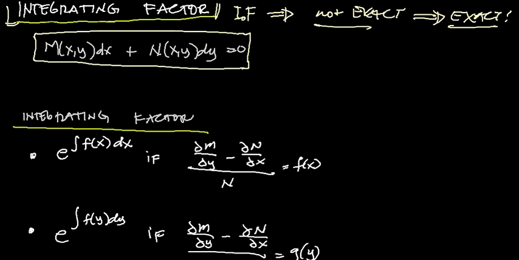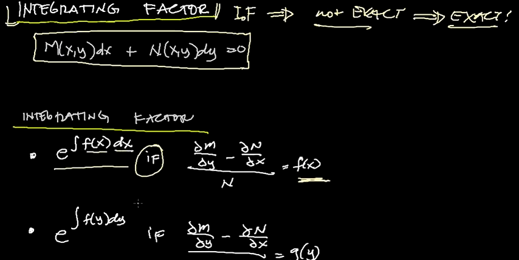Okay, so how can we determine the integrating factor? We have two conditions. If the partial derivative of M with respect to y minus the partial derivative of N with respect to x, all over N, is purely a function of x alone, then we can use the integrating factor, which is equal to e raised to the integral of this function dx.